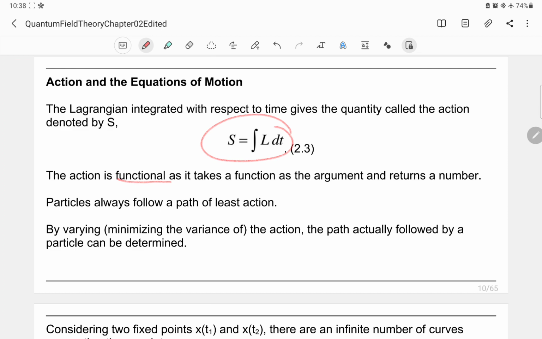Particles, you should remember this, always follow a path of least action. So we will minimize the variation of the action, because the path actually followed by a particle can be determined if we minimize the variation of the action.